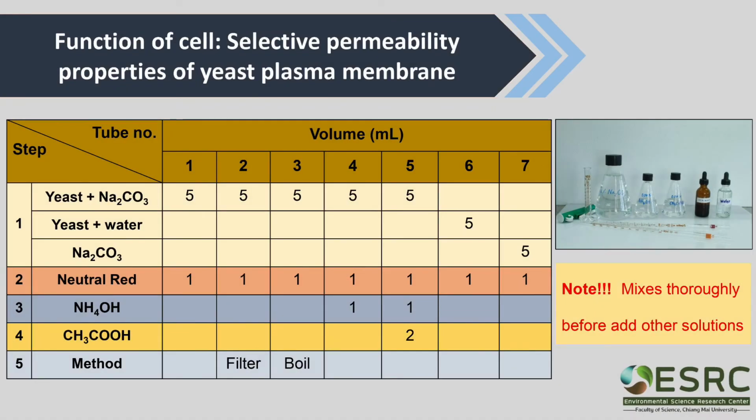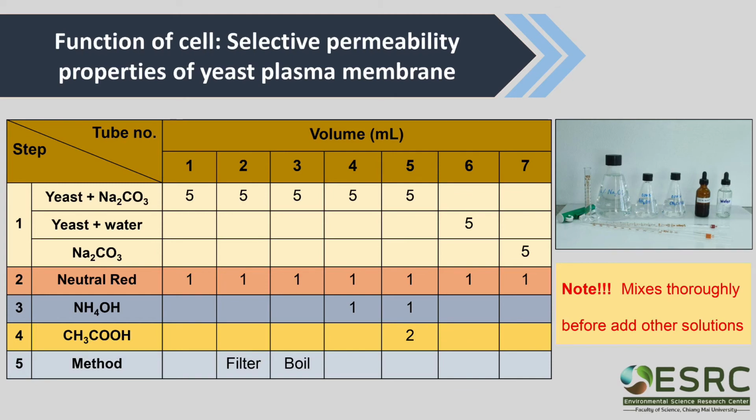This is the last experiment. It is a study of selective permeability properties of the yeast plasma membrane. There are 7 tubes that contain the substances as shown in this table.